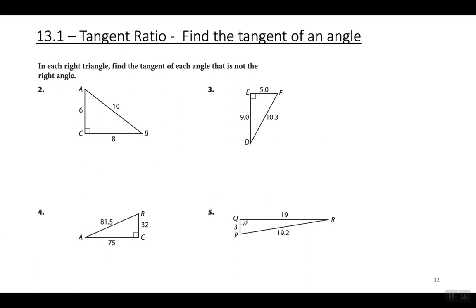So we're getting the tangent of each angle that is not a right angle. So I've got to get the tangent of angle P and the tangent of angle R. First, the tangent of angle P. Just to make sure we're all on the same page, this is the hypotenuse. And let me try to explain this one in Spanish.